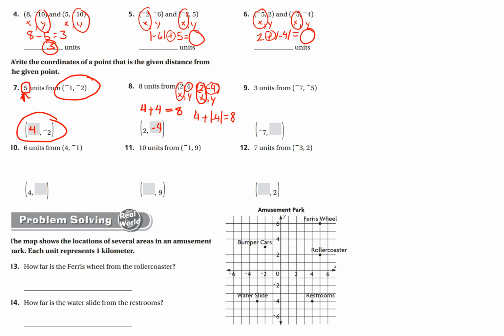Okay, let me do another one. We have negative 7, negative 5. So we have negative 7. It told us that negative 7 goes in the x. That's given to us. And then we don't know what the y is. So again, x, then y, x, then y. Our x values are the same, so we're looking at the y values. Negative 5, and it's going to have to equal 3.